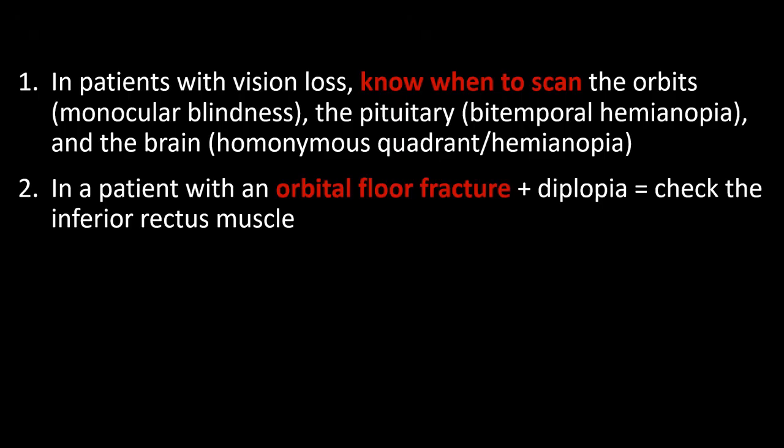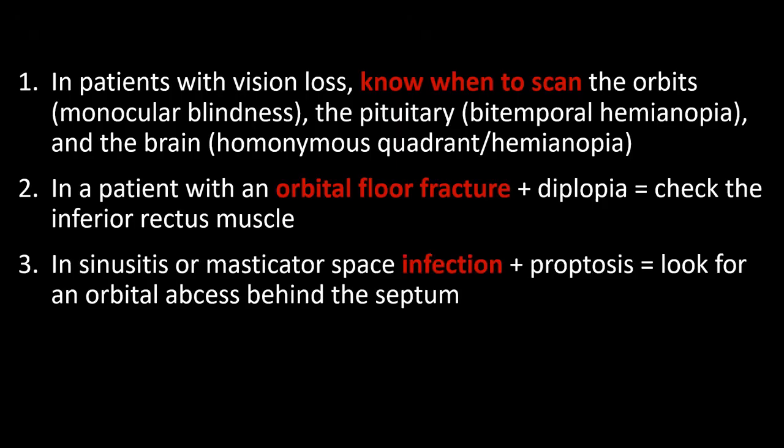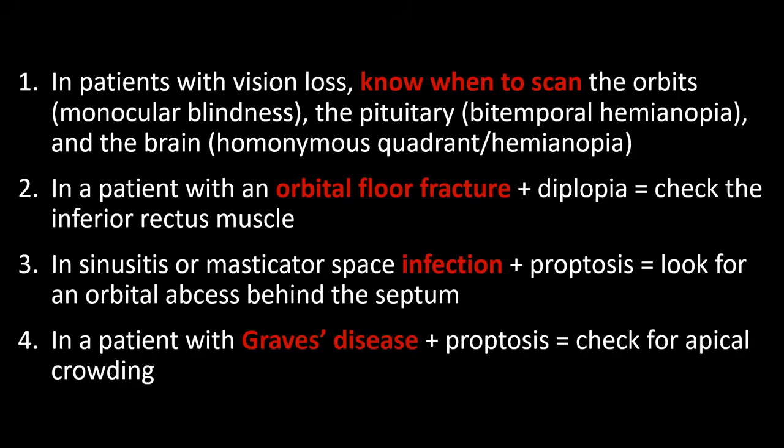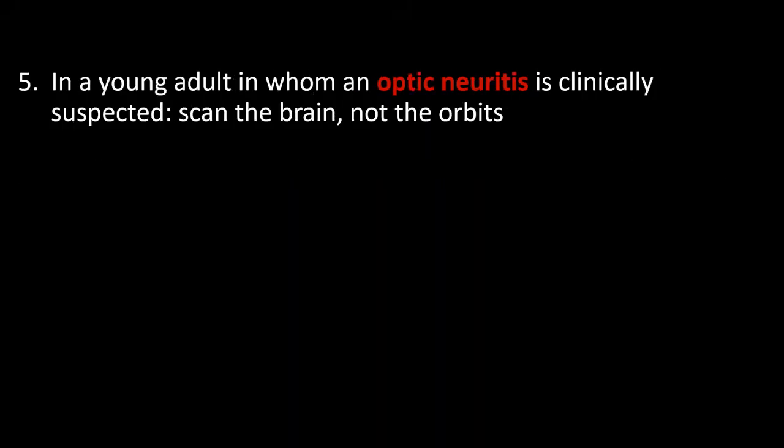Now, if you have a patient with an orbital floor fracture and diplopia, definitely check if there is a herniation of the inferior rectus muscle. And a patient with sinusitis or a masticator space infection and a proptosis, look for post-septal involvement of the orbit. So definitely look behind the septum to see if there is an abscess there or infiltration of the fat over there. And a patient with thyroid eye disease and a proptosis, look for apical crowding and use the Barrett index to maybe quantify this a little bit and estimate the degree of severity.